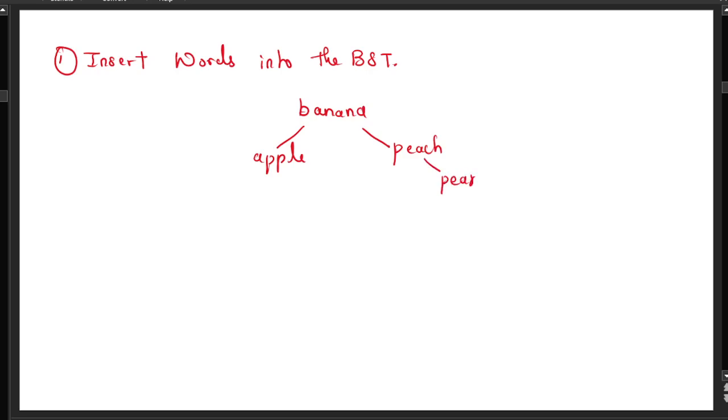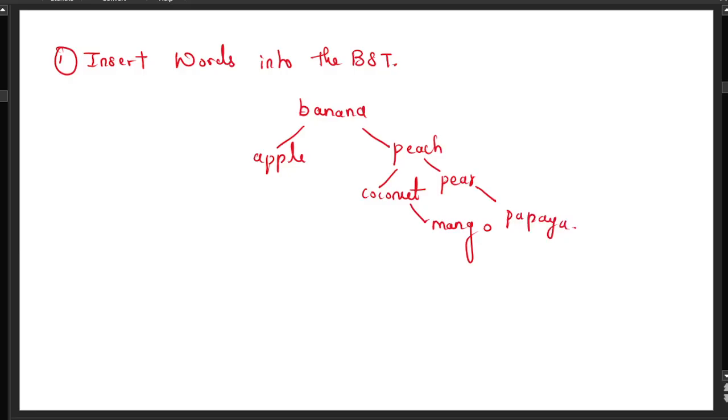After that coconut, which comes after banana but before peach, so it goes to the right of banana and left of peach. So here coconut will be. After that if we insert mango, it comes after coconut but before peach, so it goes to the right of coconut. So here mango will be. And if we insert papaya, it comes after pear, so it goes to the right of pear, so papaya will go here.